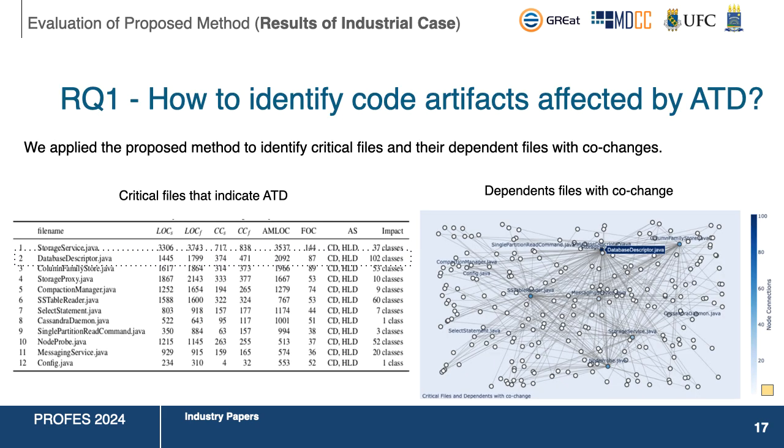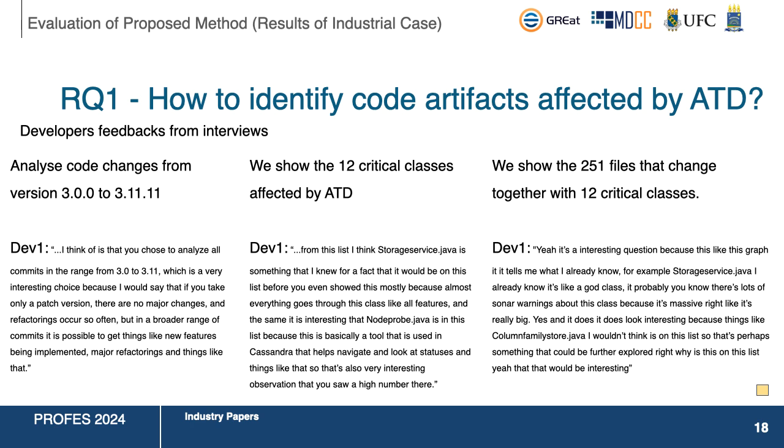Related to RQ1, how to identify code affected by ATD. As we can see in this table, we have 12 critical files that have a lot of lock over time and increasing cyclomatic complexity over time, and we have a lot of classes impacted by these 12 critical classes.